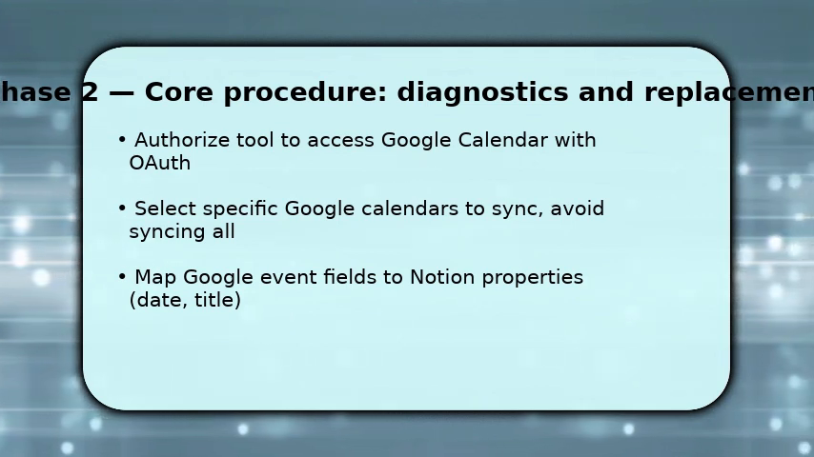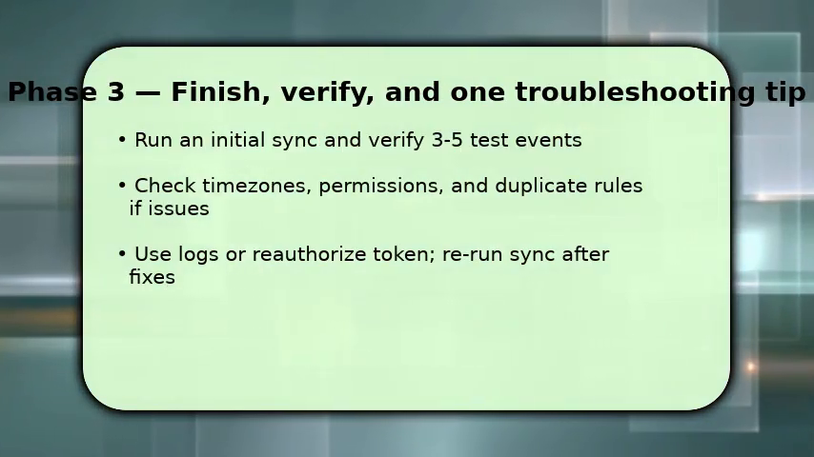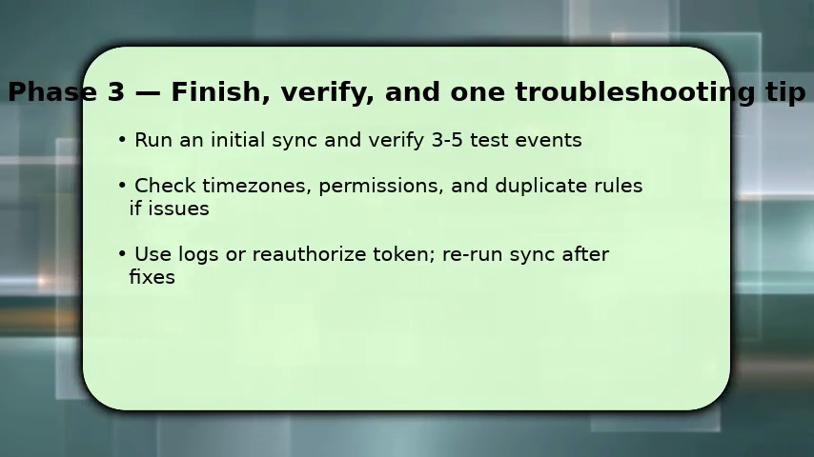You finish by running an initial sync and verifying 3 to 5 test events in both Google Calendar and Notion. Confirm titles, times, and any recurring rules.